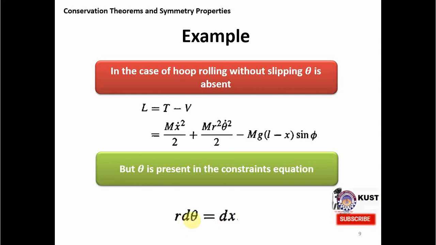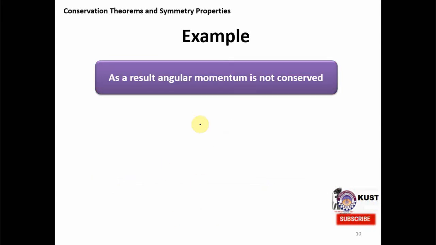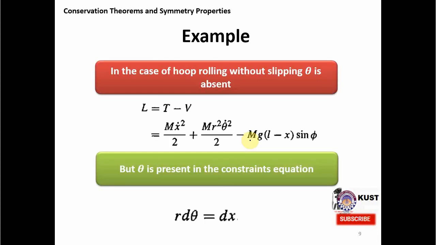So although there is no theta present in the Lagrangian, it is present in the equation. This is the constraint actually, that r d theta is equal to dx. This is a constraint, and it is present in the equation of constraint. And as a result, angular momentum is not conserved, because p theta is equal to mr square theta dot, and it is not conserved here because theta is present in the equation of constraint, and Noether theorem cannot be applied here.